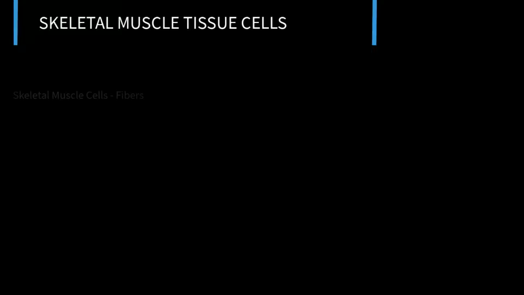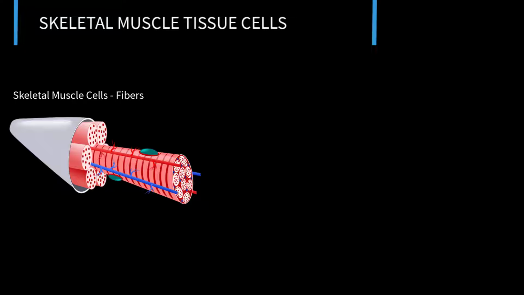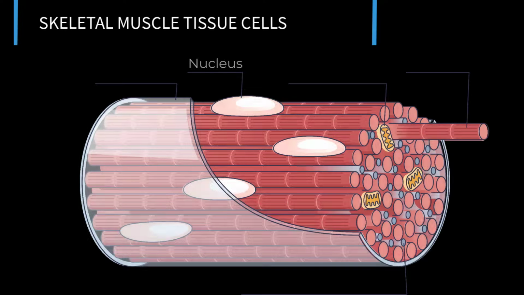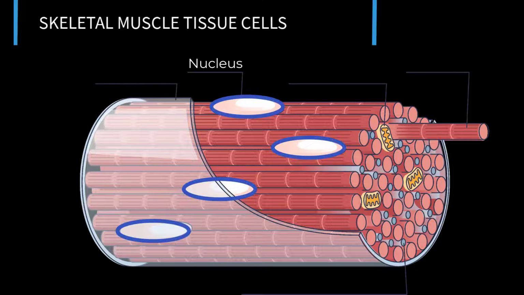The cells making up skeletal muscle tissue are termed fibers. They are typically much longer in length than either smooth muscle cells or cardiac muscle cells, and have more than one nucleus, which can be found just beneath the sarcolemma plasma membrane surrounding the muscle fiber. These nuclei have lost their ability to undergo cell division, so the number of skeletal fibers you are born with will last your lifetime.